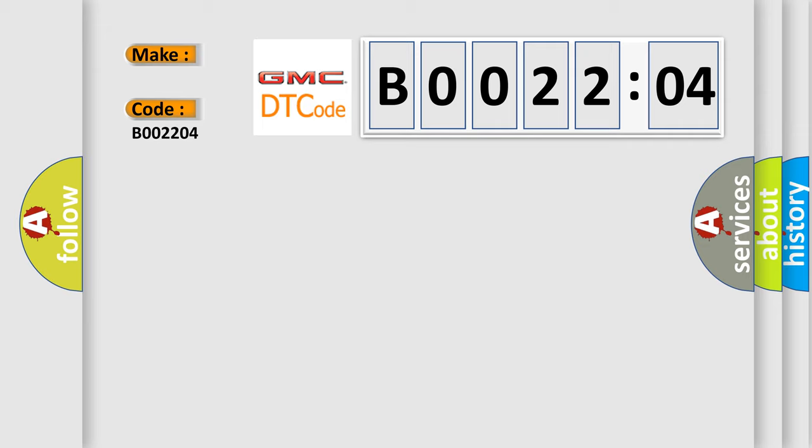The basic definition is fuel trim cylinder balance bank. And now this is a short description of this DTC code.